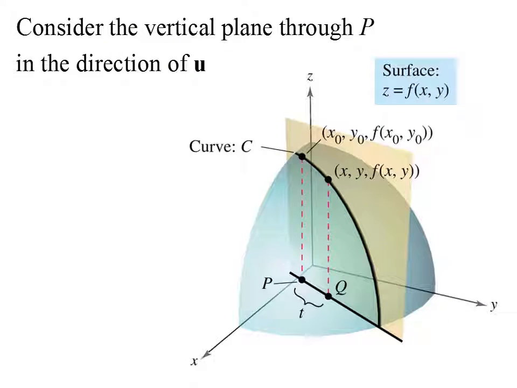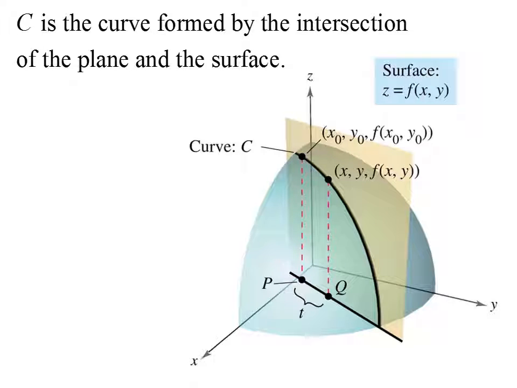Now, I've drawn here a vertical plane through the point P and labeled the coordinates of the points. The point P is x0, y0, and whatever you get when you plug that into the function. And then we're using the point Q to mean any other point in the direction of u from P. Now the black line that you see here around the surface that's in the direction of u, we're referring to as the curve C.